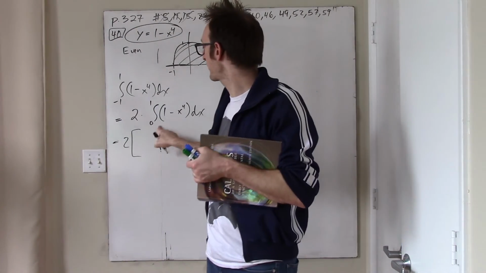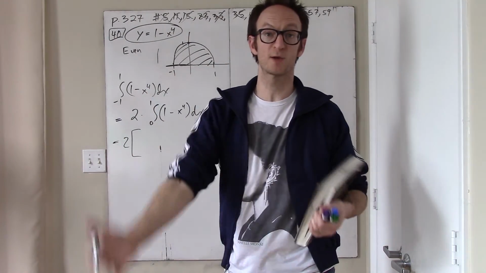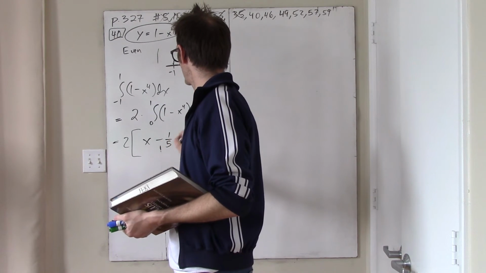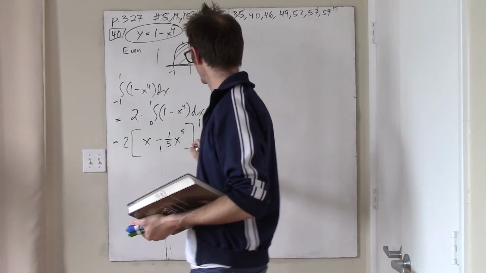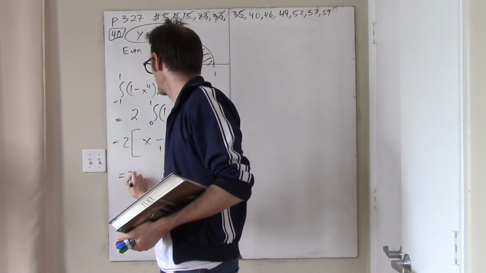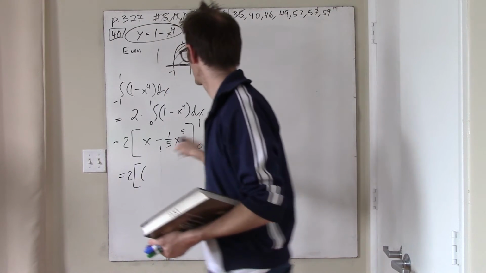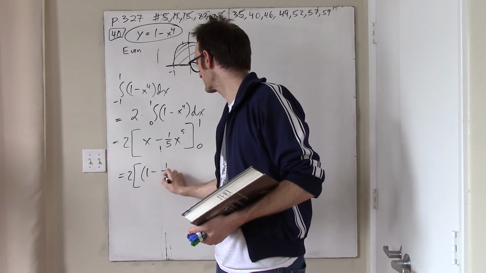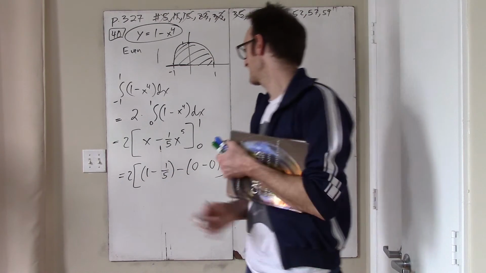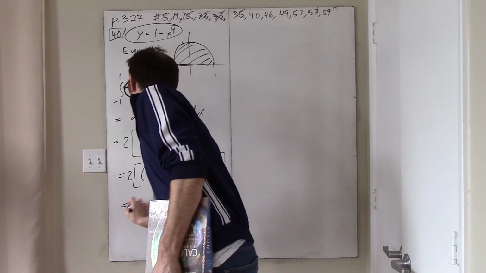What's an antiderivative of 1 minus x to the fourth? Antidifferentiating polynomials is quite easy. It's going to be x minus 1/5 x to the fifth, evaluated from 0 to 1. We get 2 times, when you plug in 1, 1 minus a fifth, and when you plug in 0, you get all zeros. And so what we get is just 8/5. Just bam, right away.